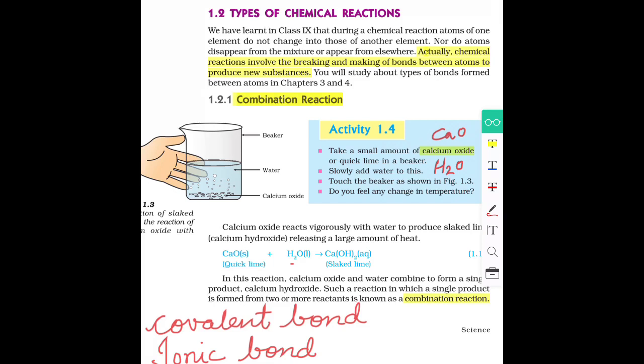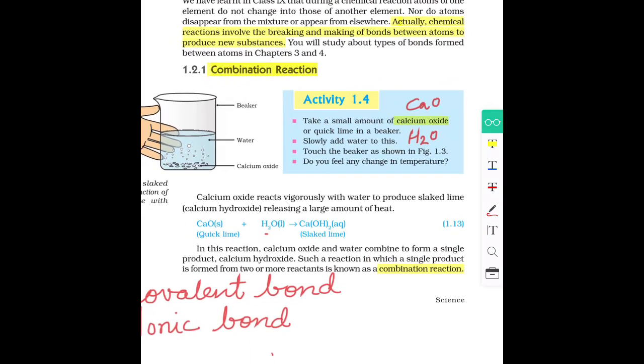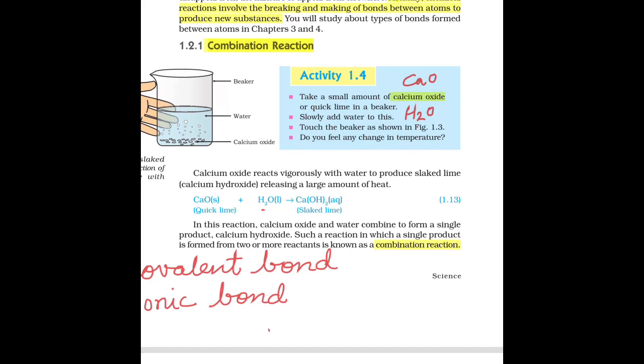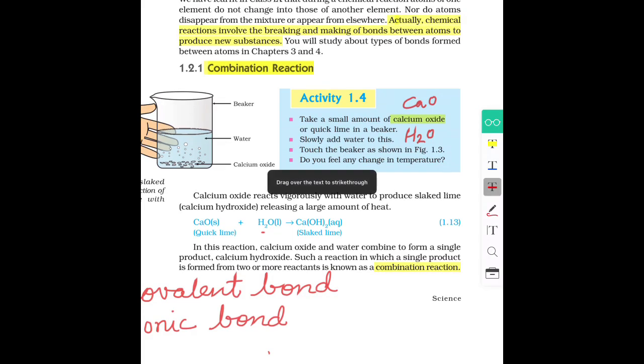Calcium oxide reacts vigorously with water to produce slaked lime, also called calcium hydroxide, releasing a large amount of heat. Calcium oxide, quicklime, and H2O are the reactants here, which combine to give Ca(OH)2 in aqueous form, which is slaked lime. In this reaction, calcium oxide and water combine to form a single product, calcium hydroxide. Such a reaction in which a single product is formed from two or more reactants is known as a combination reaction.